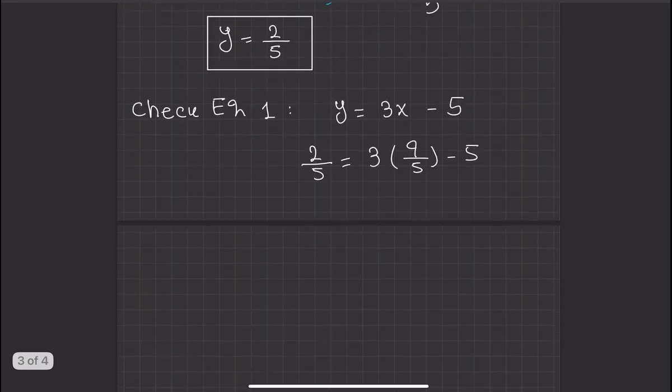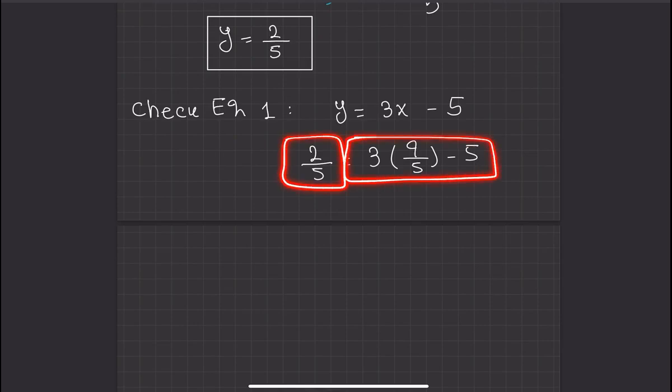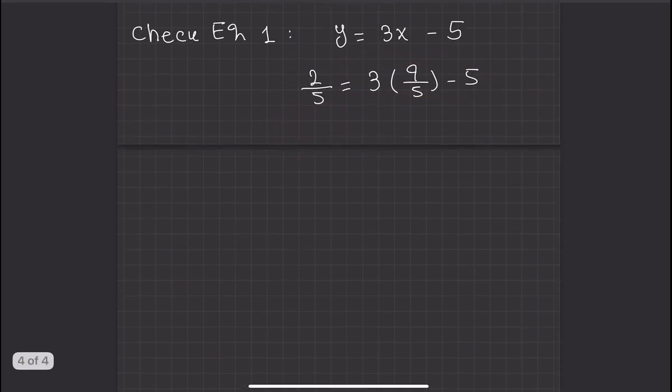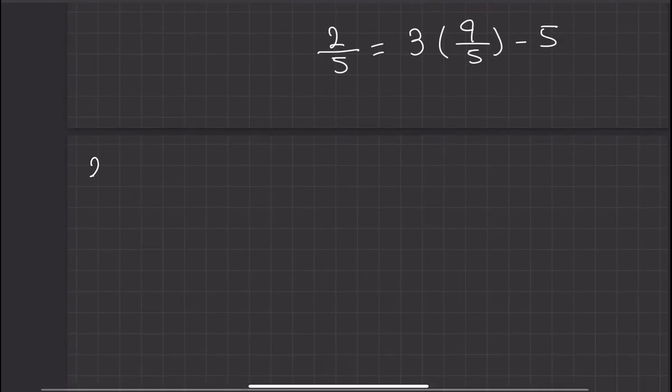So you're going to solve for this one just to make sure the result here, which is 2 over 5, is going to be equal to this. If they are equal, everything is correct. We did everything correctly, so the numbers you found are correct. So I'm going to write down 2 over 5 equals. Let's solve this one. It's going to be 3 times 9, and 1 times 5. So it would be 27 divided by 5 minus 5.